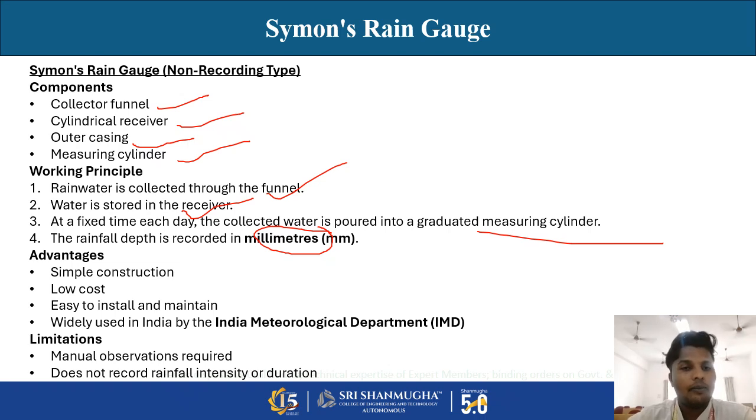The advantages of this rain gauge are that its construction is simple, compact, low cost, and installation and maintenance are very easy. In India it is widely used by the India Meteorological Department, shortly called the IMD. A limitation of this type is that the observation is done manually, which is one of the disadvantages. It does not record rainfall intensity and duration like a recording type.